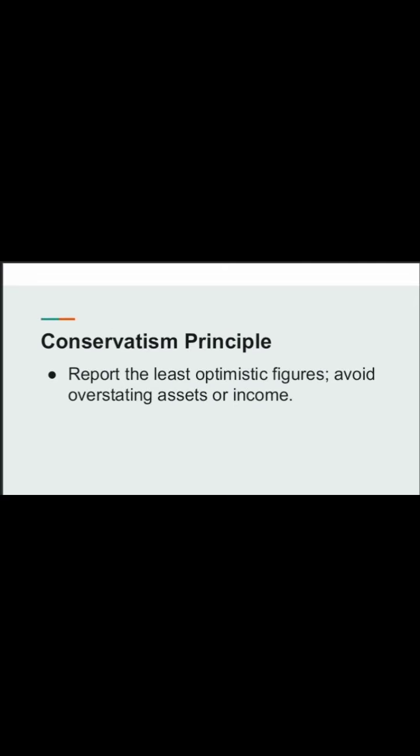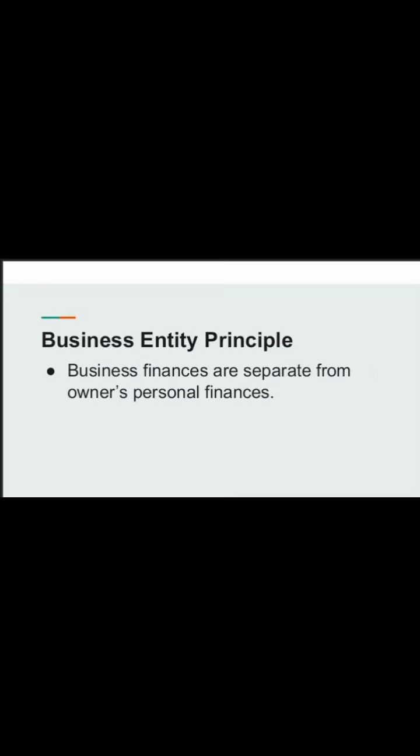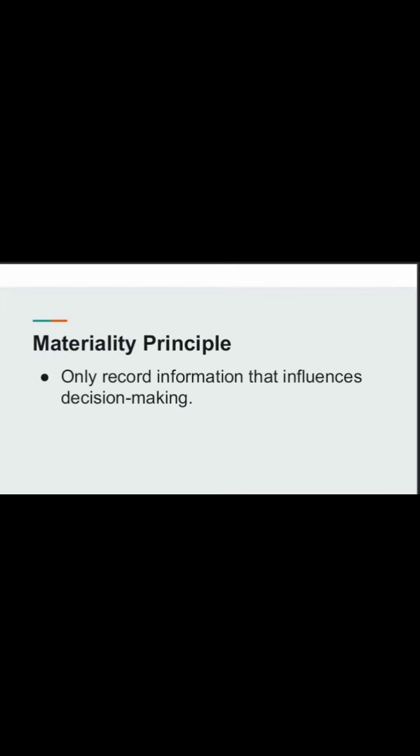The conservatism principle advises caution when faced with uncertainty. Accountants choose methods that minimize the risk of overstating assets or income. For example, potential losses are recognized when they are probable, but gains are only recorded when realized. Under the business entity principle, a company's financial records must be kept separate from the owner's personal finances, ensuring clear accountability. The materiality principle states that only information substantial enough to affect decisions should be recorded. Insignificant expenses or transactions might be omitted to keep financial statements clear and meaningful.